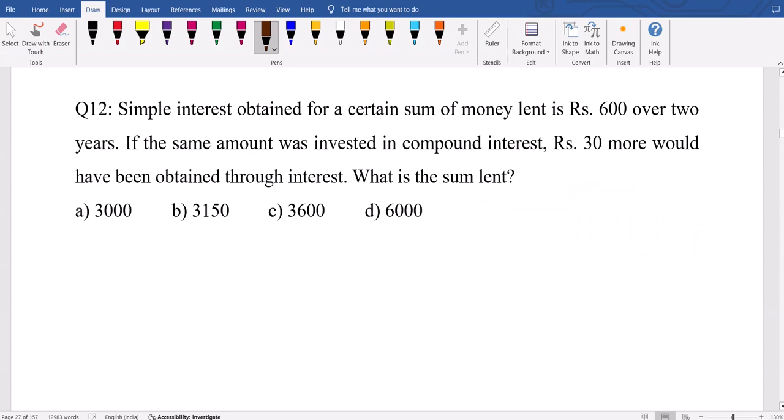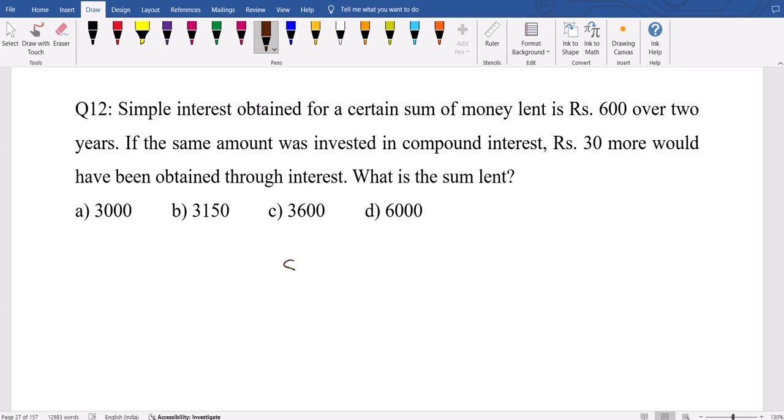A sum of money, simple interest 600 over 2 years. The same amount was invested, and you will get 30 more. Okay, fine. So here 600 rupees. Here it will give 30 rupees extra in compound interest. What is the amount you kept?